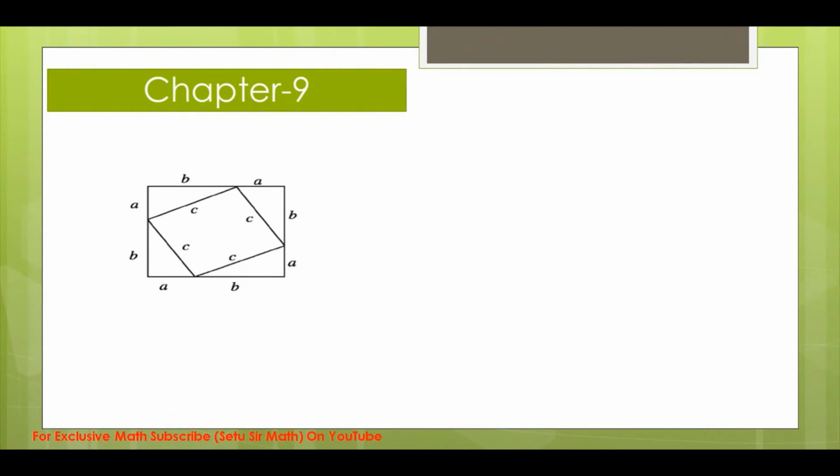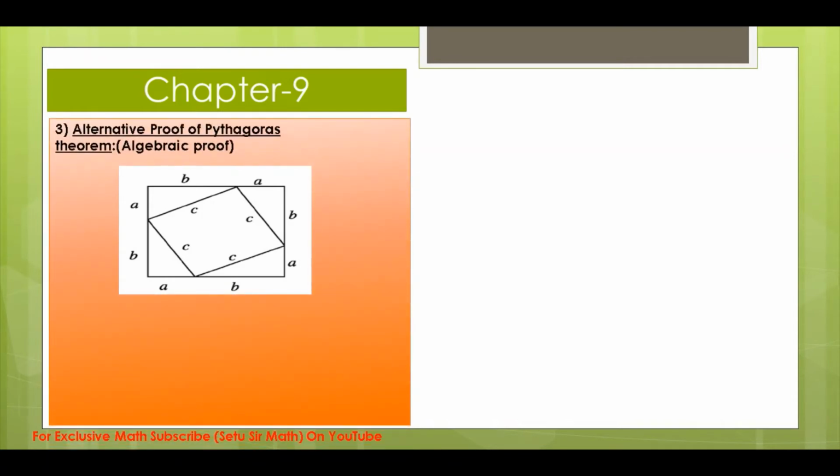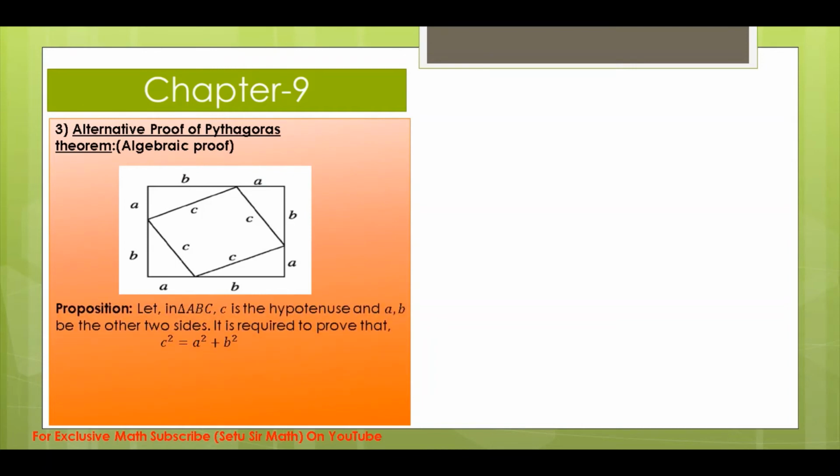So my dear students, our next proof is an alternative proof of the Pythagoras theorem, the algebraic proof. So let's see the proposition. Let in triangle ABC, c be the hypotenuse. In here, if you think of any of this triangle, c is the hypotenuse and a and b are the other two sides. It is required to prove that c square equals a square plus b square.